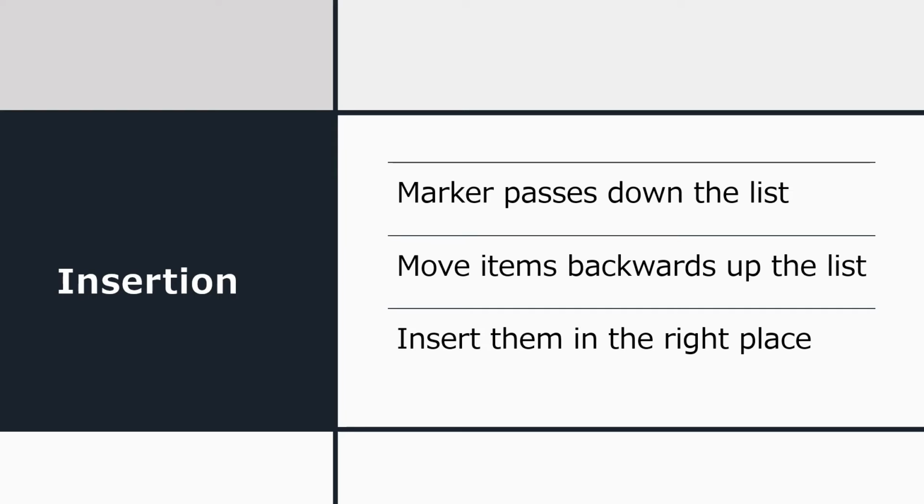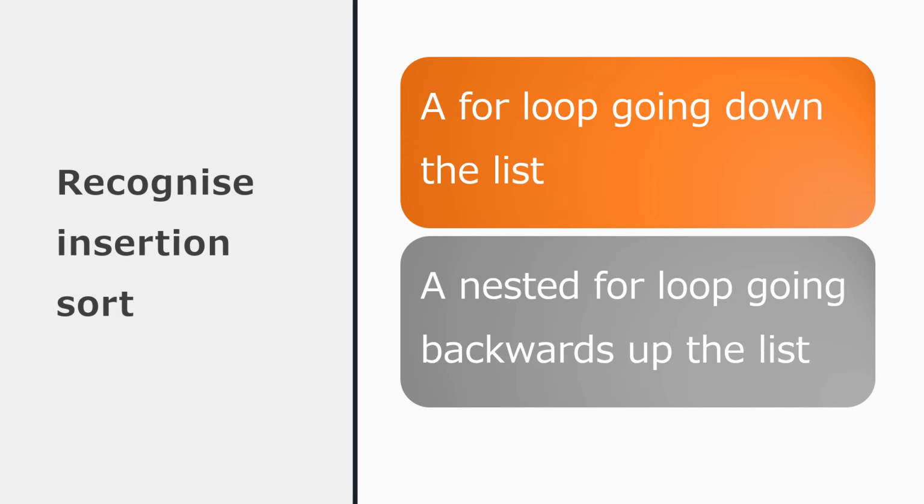The next sort is the insertion sort. And what we will see is a marker passing down the list, so similar to a traversal, but within that traversal we'll have a second loop that's moving items backwards up the list into their correct position. So that is what the insertion sort looks like. What will we see? Well, we'll see a for loop going down the list, and then inside it a backwards for loop, passing values backwards up the list. Sometimes that second loop is a while loop, but basically it's going backwards up the list.